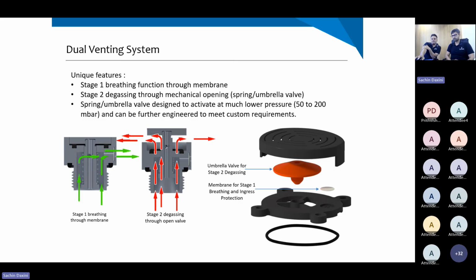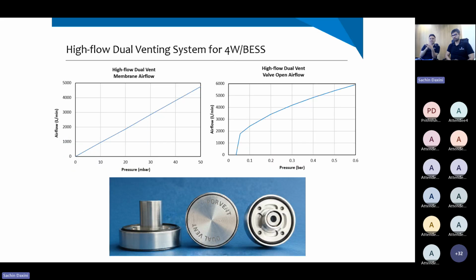Recently, PorVent has developed a bigger size dual vent that is called high flow dual vent systems, which is more suitable for four-wheeler application as well as BESS application, that is battery energy storage system application. So here the vent size is big, so there is enough room to place a bigger size membrane. So here the primary airflow available through membrane is also high, and at the same time the free flow area is high. So after vent opens, valve opens up, the airflow rate is also high. So this particular vent is suitable for the bigger battery pack applications.